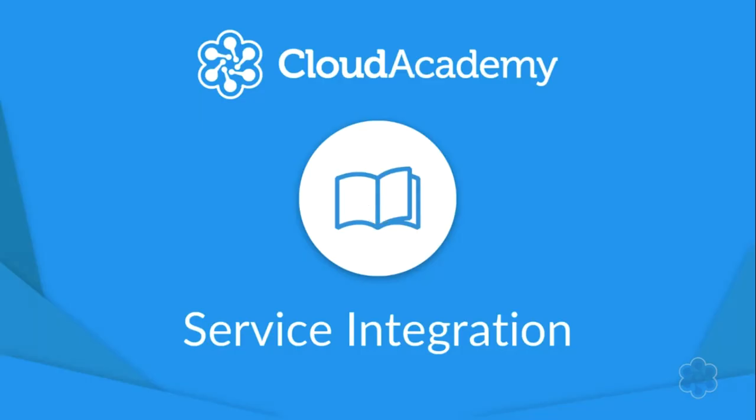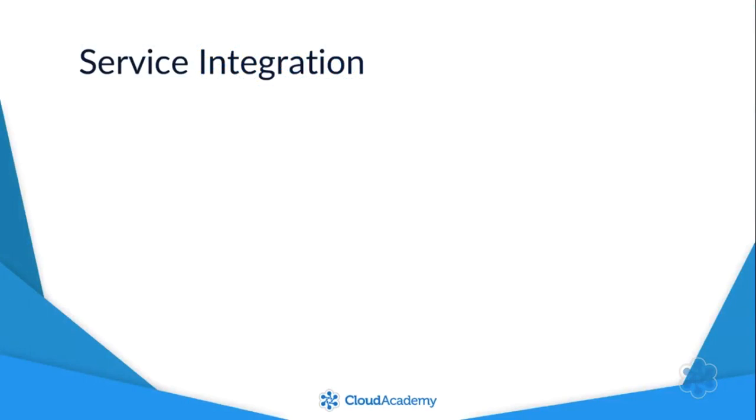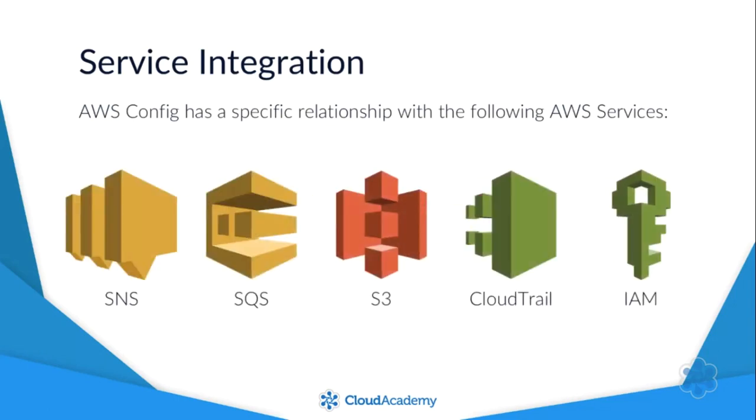Hello and welcome to this short lecture on AWS Config Service Integration, where we shall look at the relationships between AWS Config and other AWS services. AWS Config has a specific relationship with the following AWS services: SNS, SQS, S3, CloudTrail, and IAM. Let's start by looking at SNS.